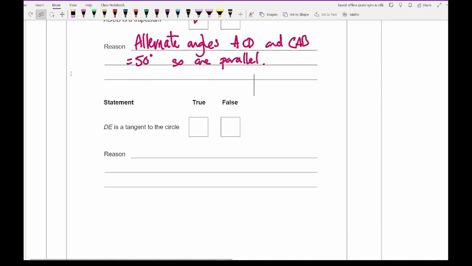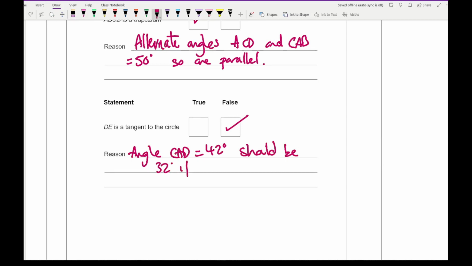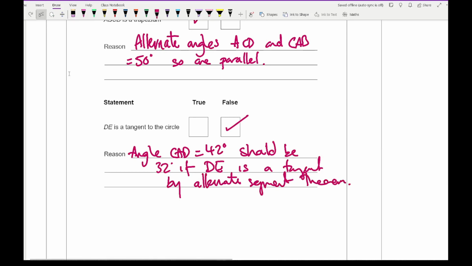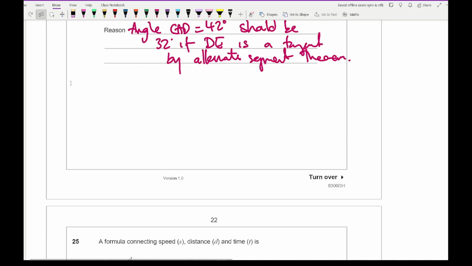And then the last statement is DE is a tangent to the circle. Well, that's going to be false, and the reason for that is because angle CAD equals 42 degrees, and it should be 32 degrees if DE is a tangent, by the alternate segment theorem. And so something along those lines would be fine for those marks.